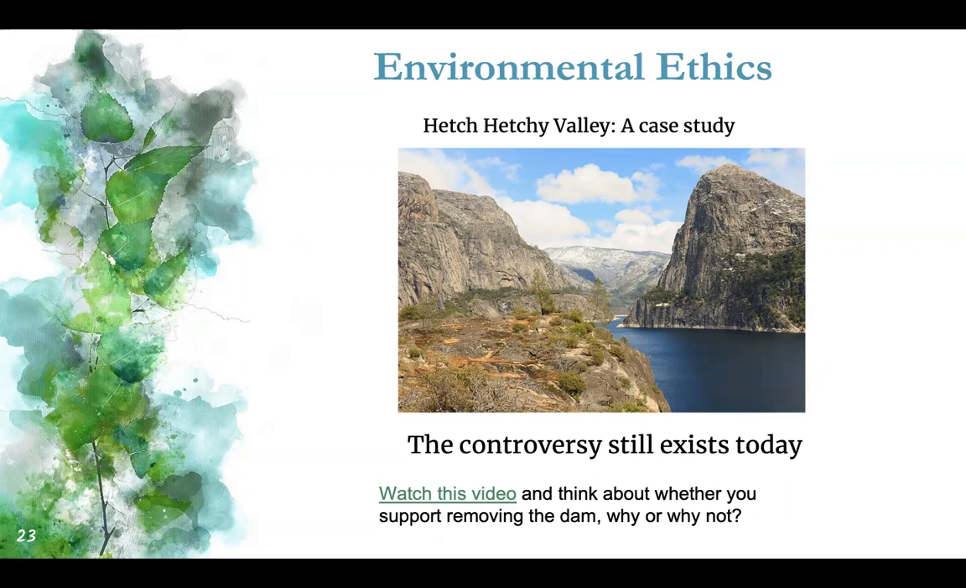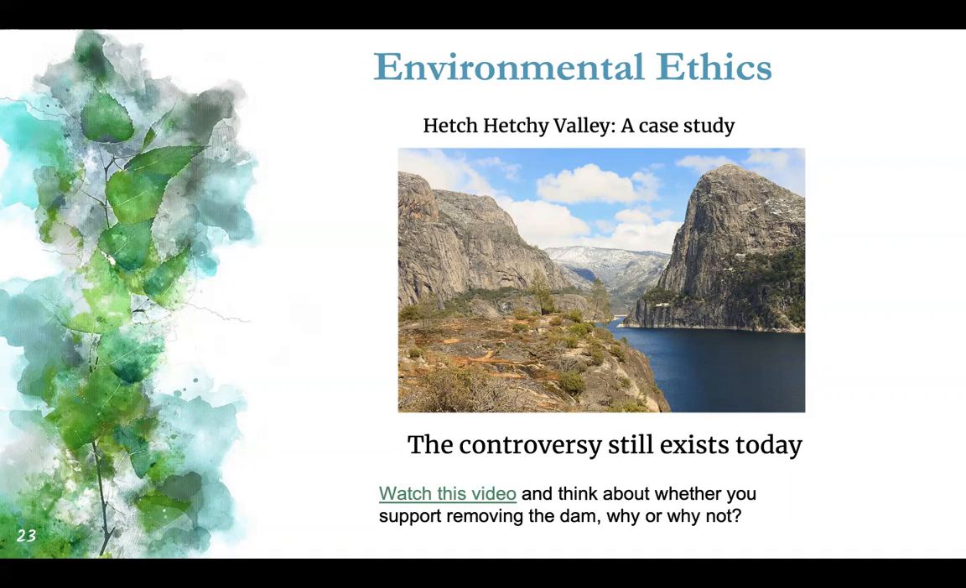But the utilitarian group followed the rest of the tenets of the frontier ethic. So this group under Gifford Pinchot believed that nature is valuable as long as it can benefit humans, right? Its value is based on the benefits that it provided to humans.